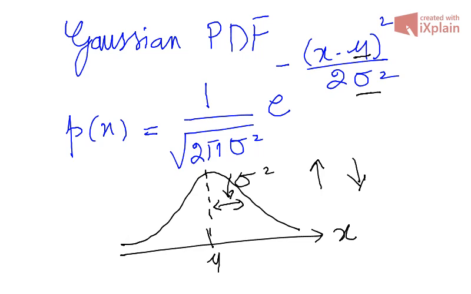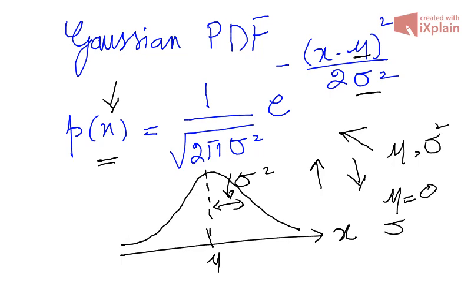So the p of x can be observed as a function of a single variable x, right? It means that the values of mu and sigma square, which appear at the right hand side of this equation, will have some fixed value. Now this Gaussian PDF is called the standard normal PDF when we take the mean equal to 0 and the variance equal to 1. So if the variance is 1 and mean is 0, this PDF is called the standard normal PDF.